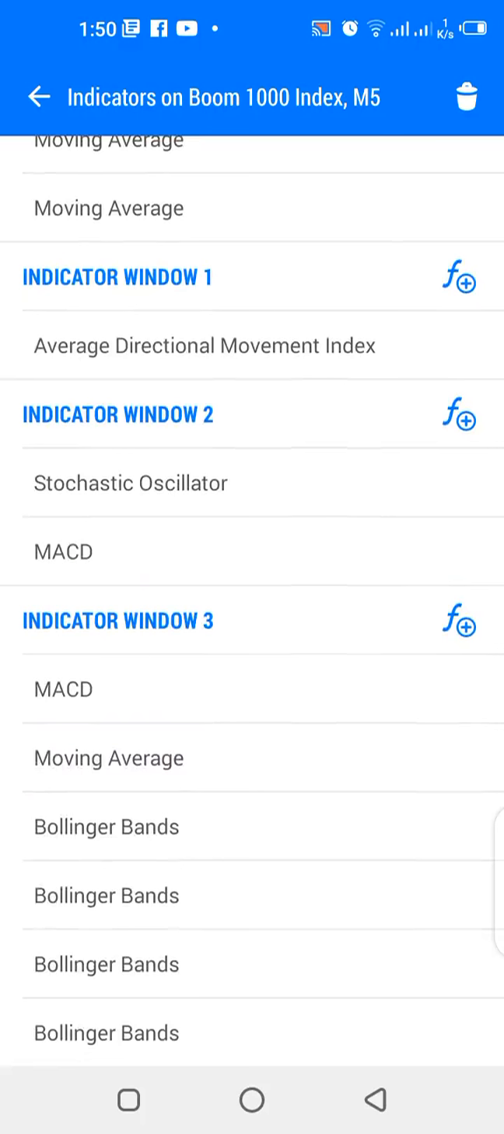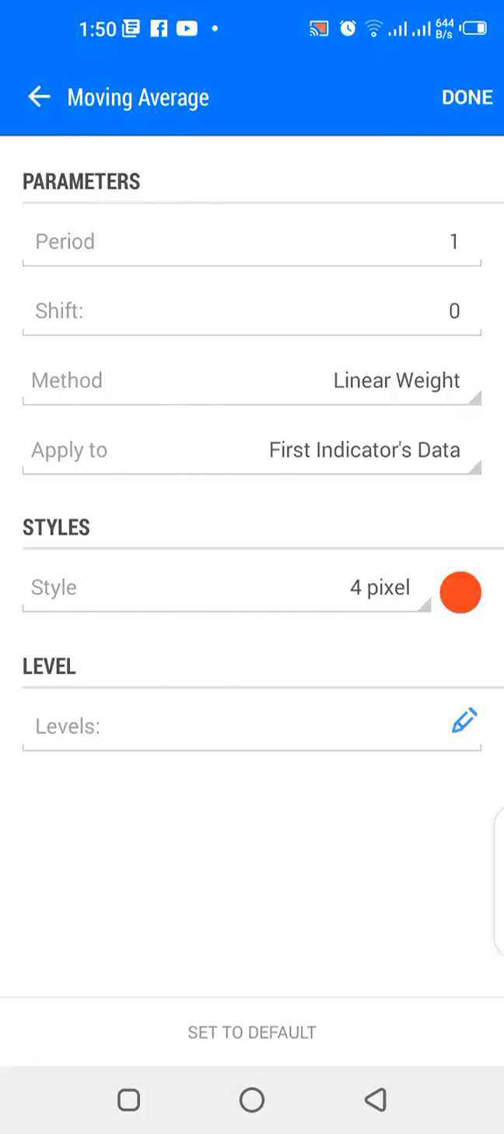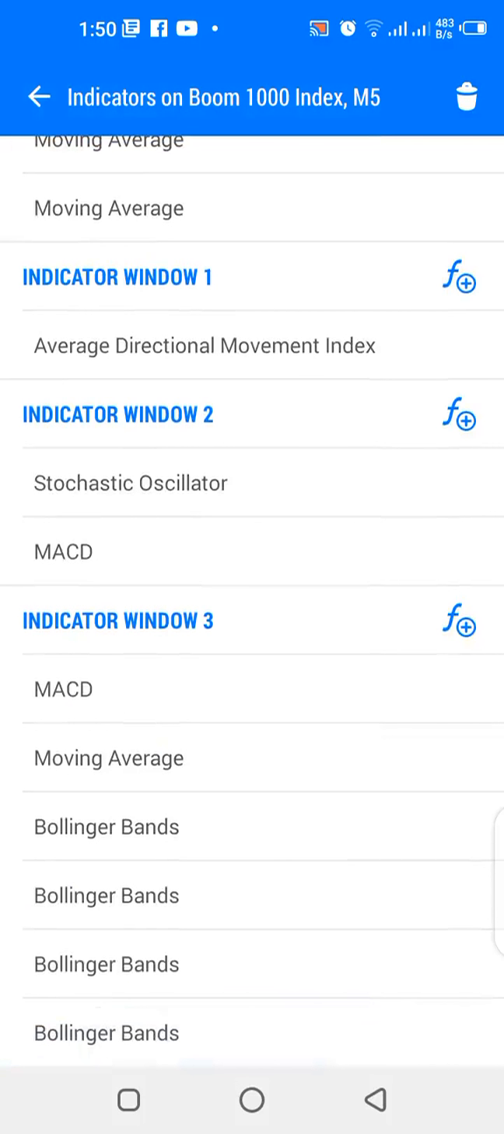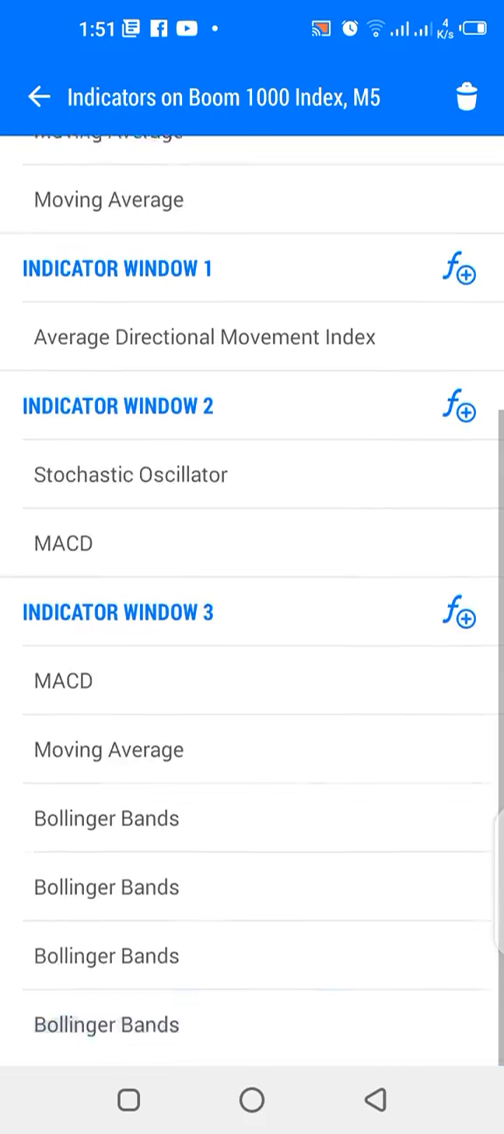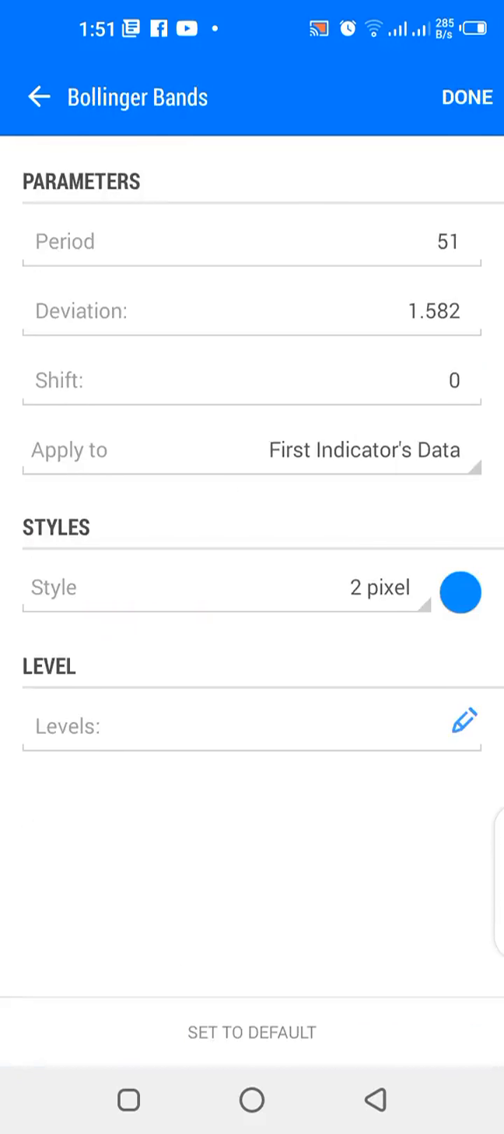Then we have a moving average, 1 period moving average, linear weight, applied to first indicator's data. Color is red. Then we have 4 Bollinger Bands indicators. The first Bollinger Band is a 51 period Bollinger Band. The deviation is 2.082. It's applied to first indicator's data, and the color is black. And the second Bollinger Band on indicator window 3 is also a 51 period Bollinger Band. The deviation is 1.582, applied to first indicator's data, but this time around the color is blue.